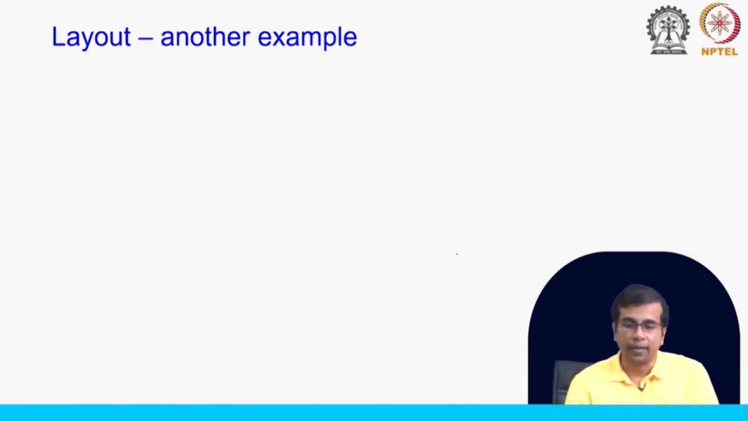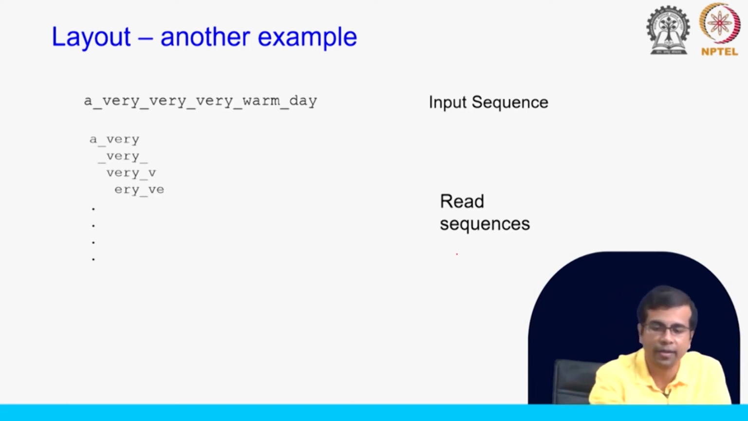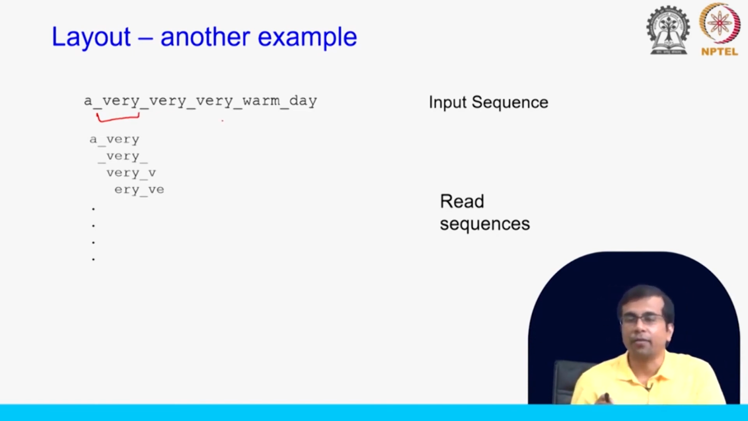So, we will take another example of layout now with a slightly more complex scenario. We have taken this example before. Here we have this "a very warm day". Why are we taking this example? Because as you can see in this example we have repeats. We have these regions, this is repeated 3 times. This will give us an idea of how this method will perform when you have repeats in the genome data, when the reference sequence contains a lot of repeats.